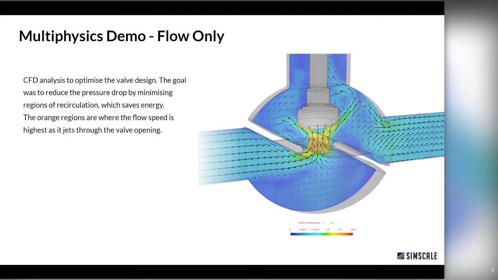So firstly, the CFD part. Here we are just looking at flow. We've extracted the fluid volume from the CAD that we have. The flow is moving from left to right. The cut plane is showing velocity, and you can see the blue is the low velocity regions, and the orange and yellow, sometimes moving towards red, are where the flow is going fastest.